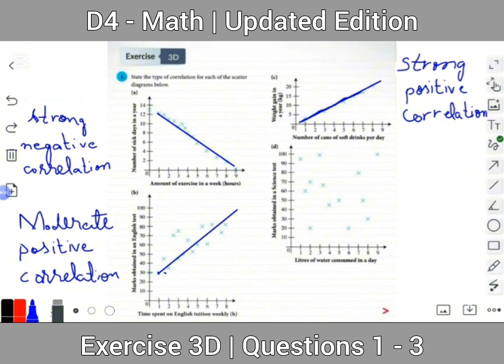Now for part D, we will draw a straight line. There are approximately 7 points that lie above the line of best fit and 6 points below the line of best fit, but no point lies on the line of best fit, so it shows that there is no correlation between the two variables.